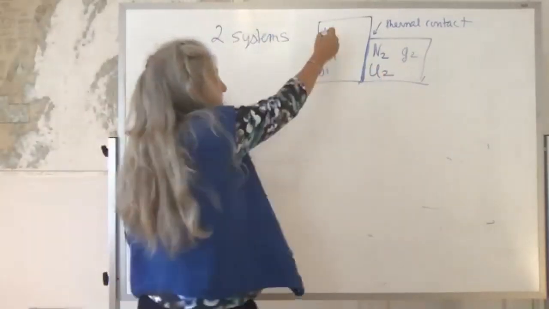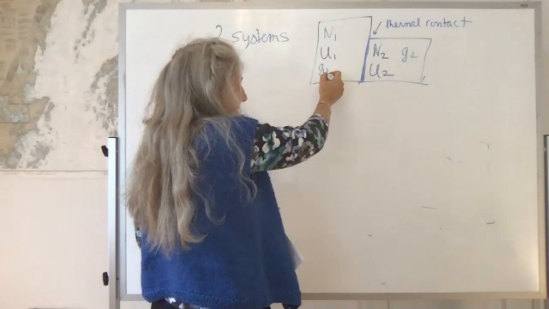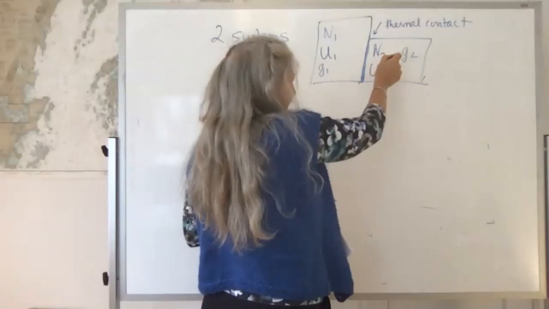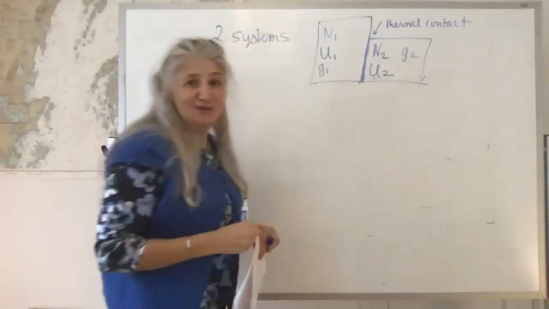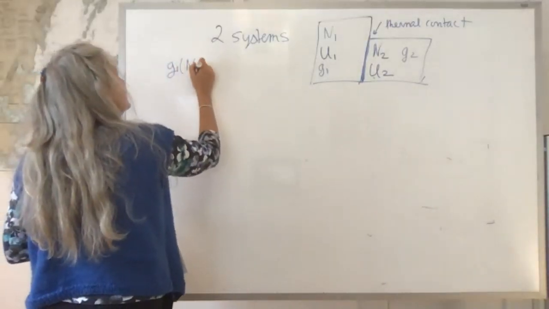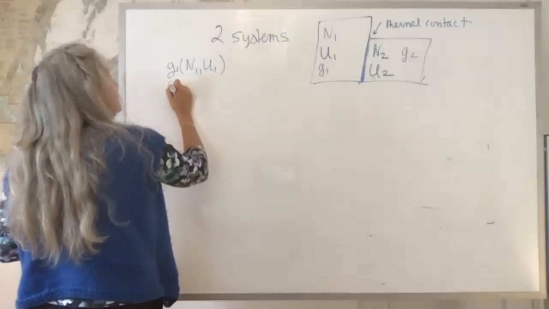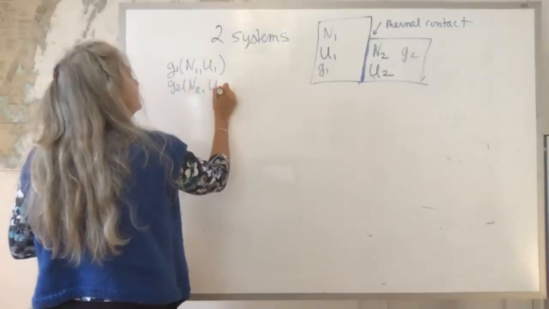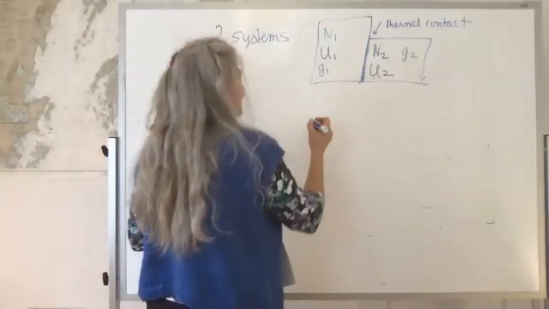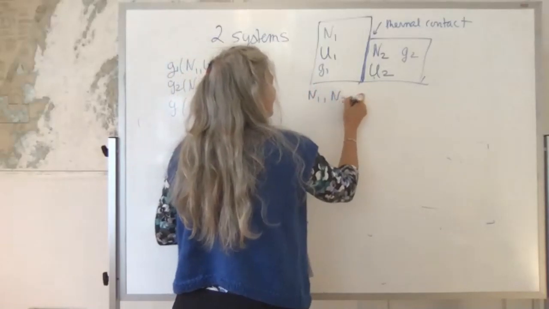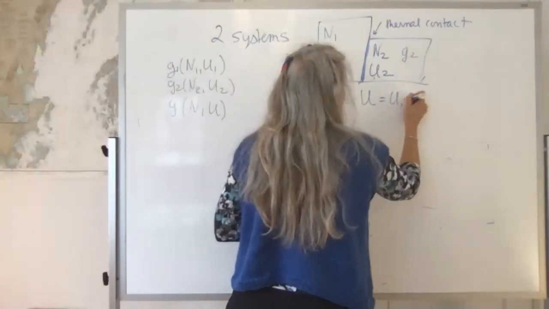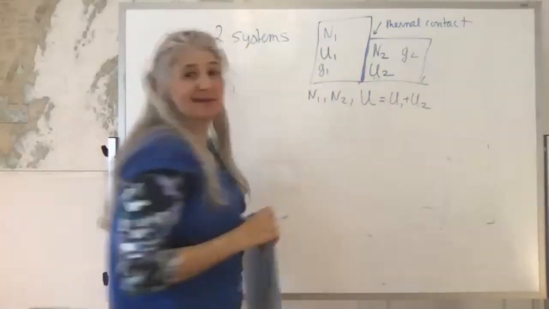So this system has N1 particles, multiplicity g1, energy U1. This system has N2 and total energy U2. And I'm going to assume that we can write the multiplicity functions like this: g2 of N2, U2, or g of N, U. So again, what's fixed? N1, N2, and U, which is equal to U1 plus U2. Those are the things that are fixed.